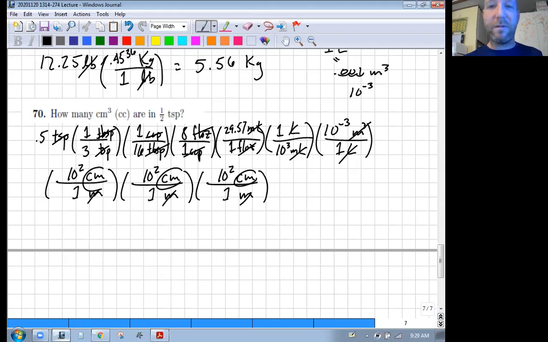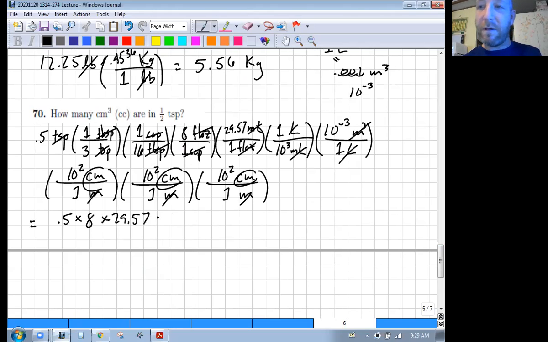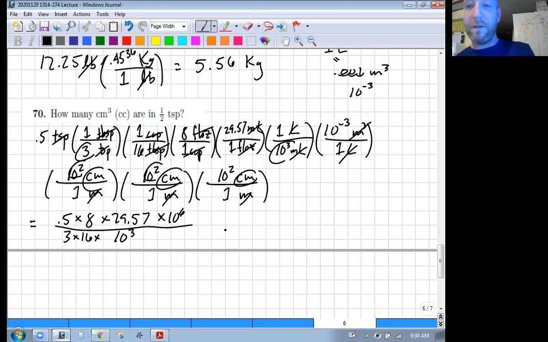It's a hell of a problem, huh? So we got a 0.5 times an 8 times a 29.57. I'm going to put this on the bottom since it's a negative. On top, we got 10 squared, 10 squared, 10 squared. That's times 10 to the 6th. On the bottom here, we got a 3 times 16, and then a 10 to the 3rd. So 10 to the 6th over 10 to the 3rd gives us a 10 to the 3rd.